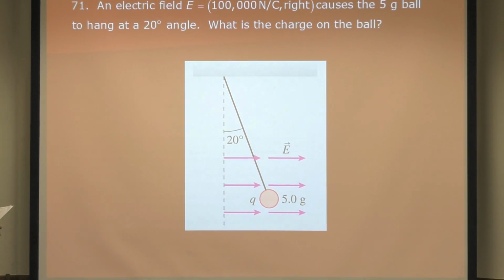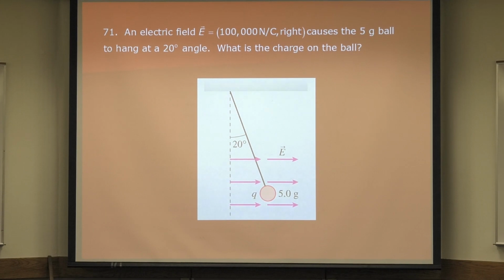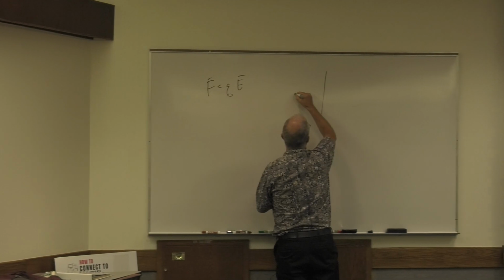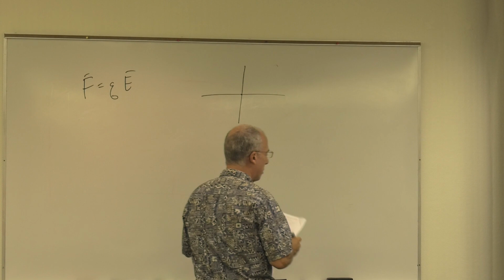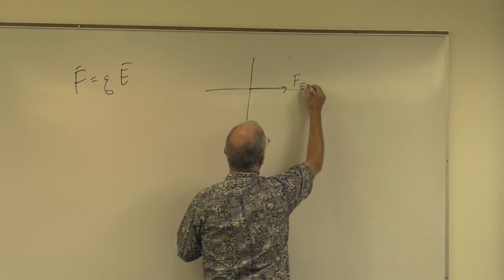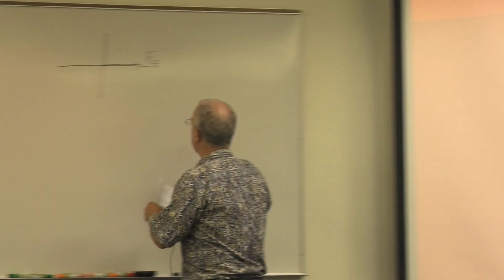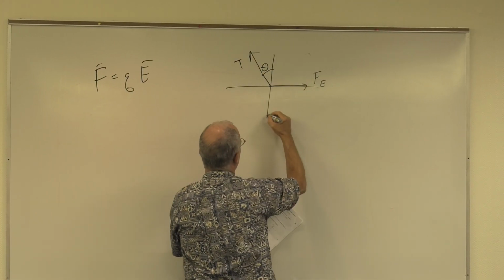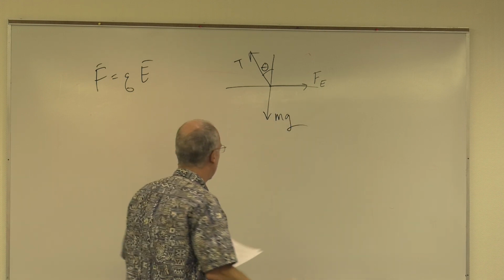So what are you going to do? You're going to draw your force diagram, just like we learned in Physics 105. So here's the object, the charge. What are the forces on the charge? Well, we have an electric force to the right. Here we have a tension, this is a string, so we have a tension this way. Here's our angle. And of course we have mg. So how are you going to do it? Just like we always do it.